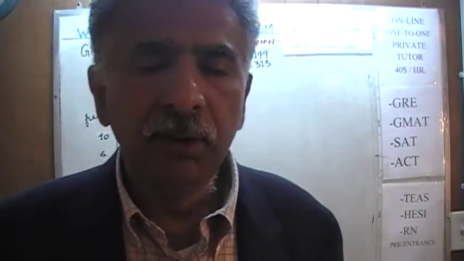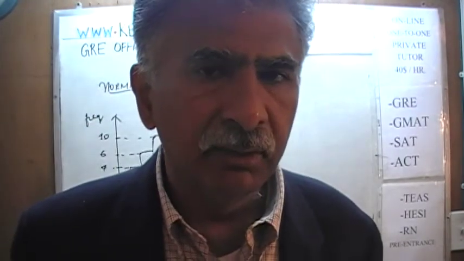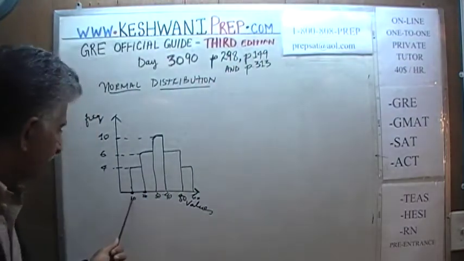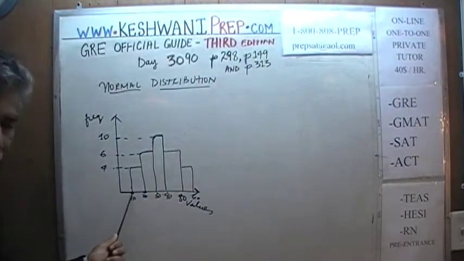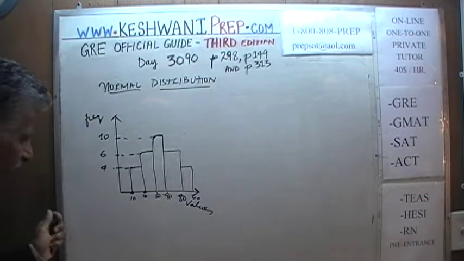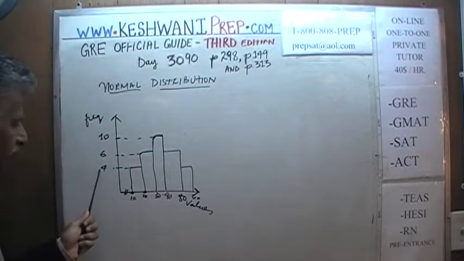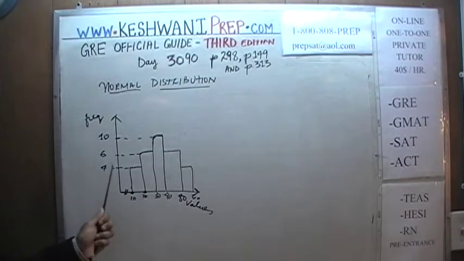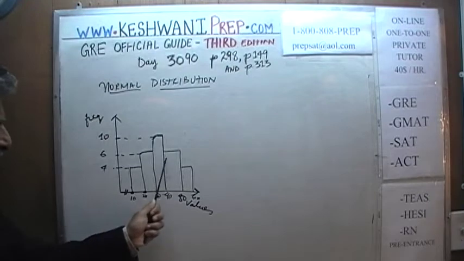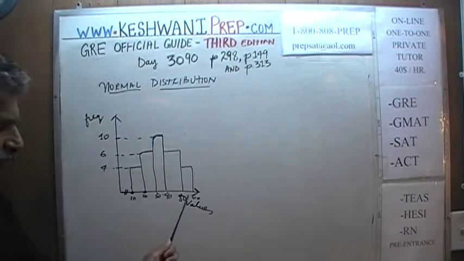So listen carefully. We had 30 students, and 30 students took the exam, and it turned out that 4 students scored between 0 and 10, or rather, 4 students scored between 10 and 20. It starts from here. 6 students scored between 20 and 30. 10 students scored between 30 and 40. 6 students scored between 40 and 50 points, and 4 students scored so on and so forth.